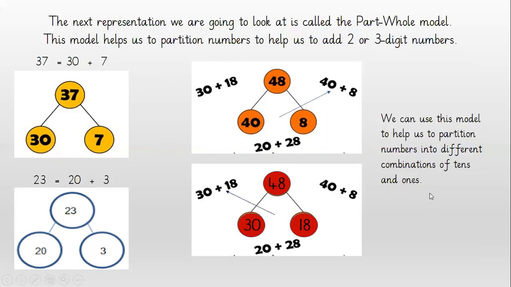Now, it's really important to note that you can partition numbers into different combinations of tens and ones, not just one alone. So if I look at 48, I partitioned it into 40 plus 8, but I've also partitioned it into 30 plus 18. And at the bottom, you can see I've done it further, and I've done 20 plus 28. You choose a number and see how many different combinations of tens and ones you can make.